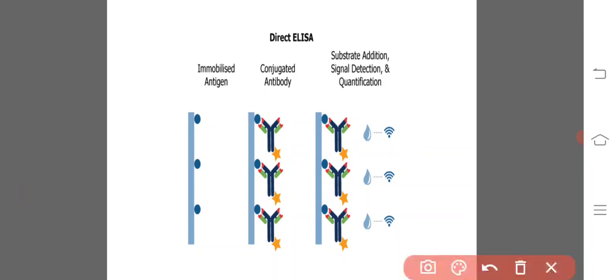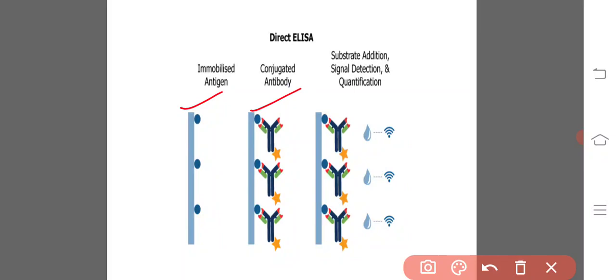The first one is a buffered solution of the antigen to be tested for is added to each well of a microtiter plate, where it is given time to adhere to the plastic through charge interactions. And the second one, a solution of non-reacting protein such as bovine serum albumin or casein is added to the well, in order to cover any plastic surface in the well which remains uncoated by the antigen.